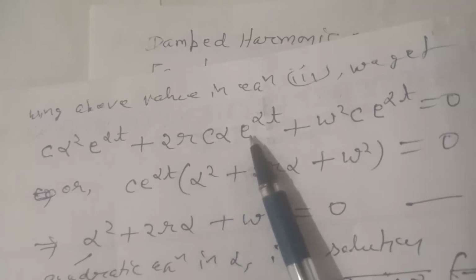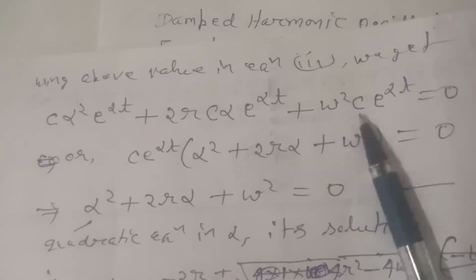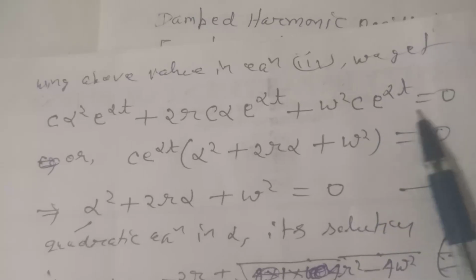So equation 3 now becomes c into alpha square e to the power alpha t plus 2r into c alpha e to the power alpha t plus omega square c into e to the power alpha t equals 0.